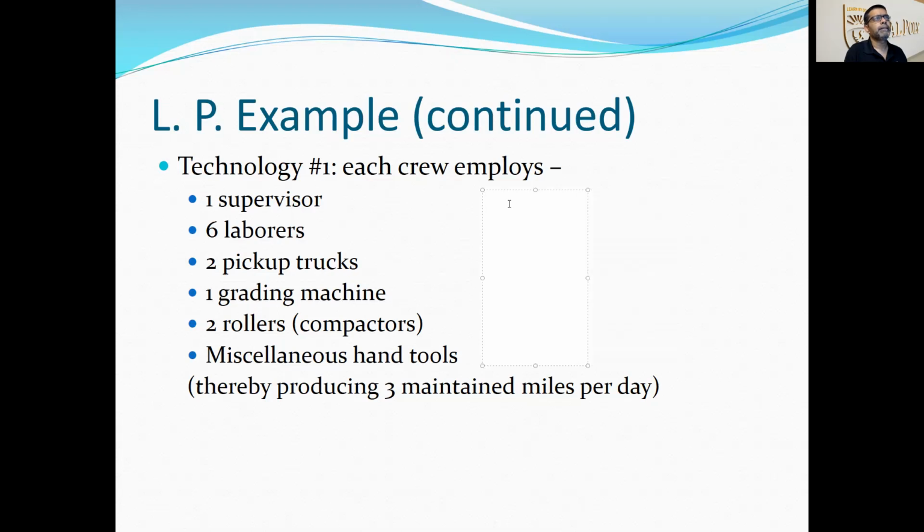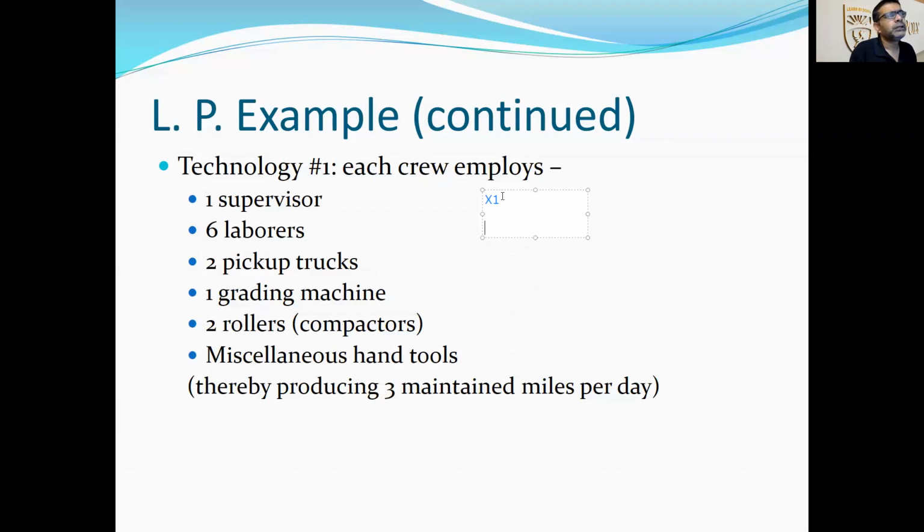On this slide, how many supervisors are you going to be using if you're not just using 1 unit of technology 1, but you're using x1 units of technology 1? Pause. So if 1 unit of technology 1 uses 1 supervisor, that means if I'm using X1 units of technology 1, the number of supervisors used will be X1.